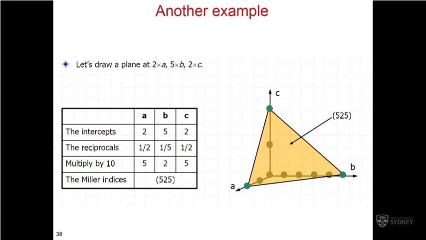Great. And you know that there will also be a reciprocal lattice vector perpendicular to this plane, with the vector 5 in the B1 direction, 2 in the B2 direction, and 5 in the B3 direction.